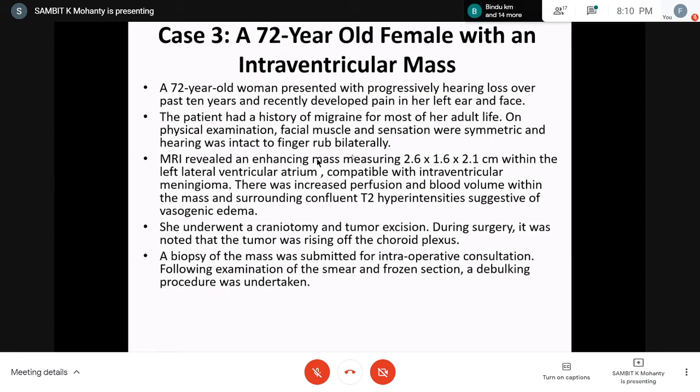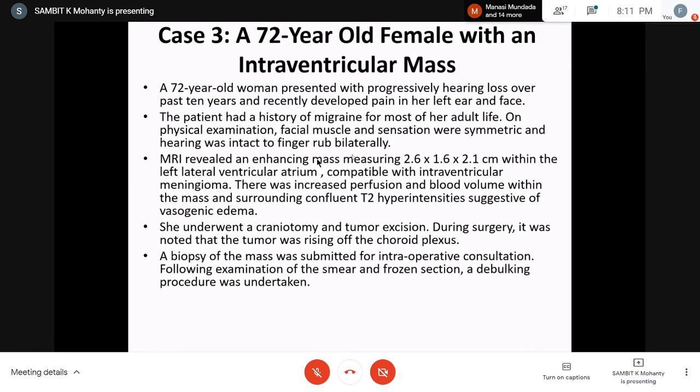Compatible with intraventricular meningioma. That was what the radiologist told me. There was increased perfusion and blood volume within the mass. I did not understand this intraventricular meningioma, honestly. I did not ask much. And surrounding T2 hyperintensity suggestive of vasogenic edema.